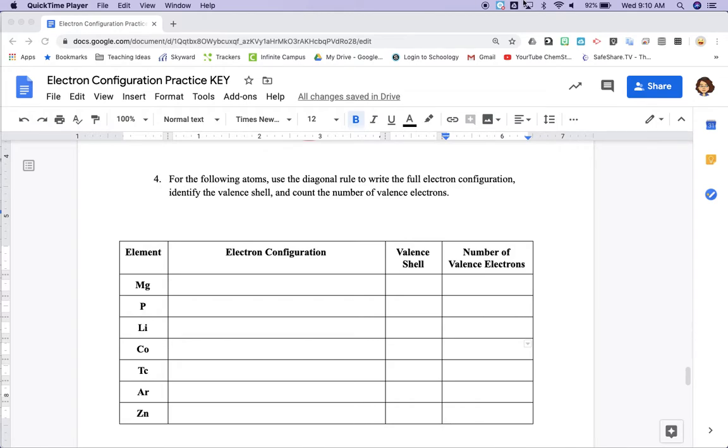For question number 4, I would like you to write the electron configuration, identify the valence shell, and the number of valence electrons in each of the following elements.